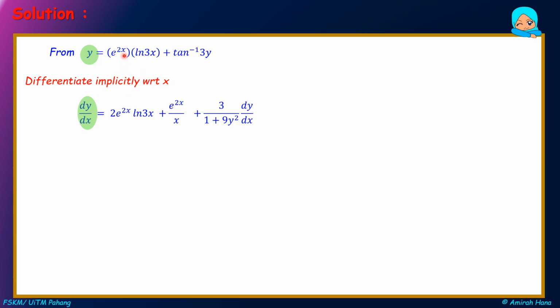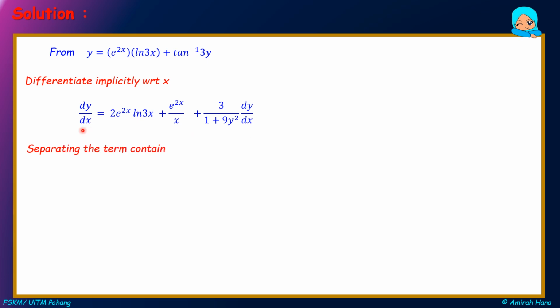And then from the previous slide, when we differentiate e to the power of 2x ln 3x, we get this answer. We have plus here because we use the product rule, because this is two multiplied functions. So that's why we need to differentiate using the product rule. Then we differentiate inverse tangent 3y from the previous slide. We get 3 over 1 plus 9y squared dy over dx.